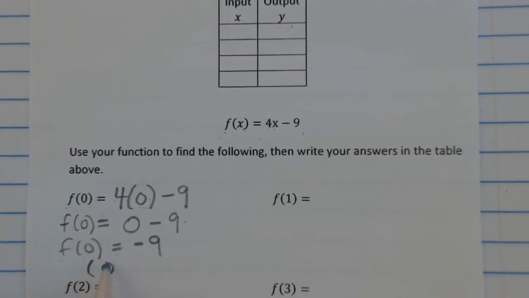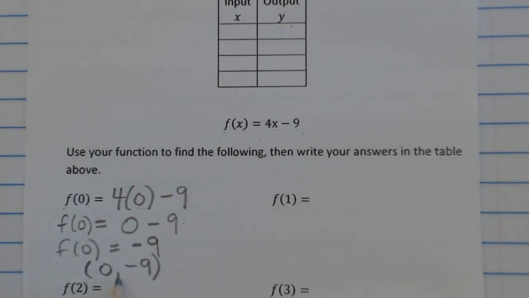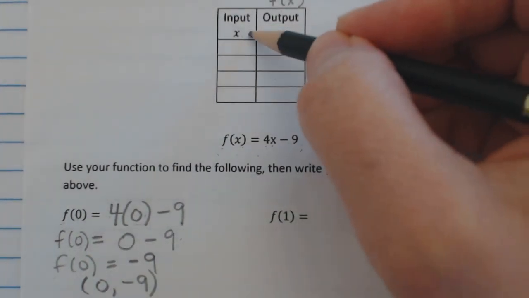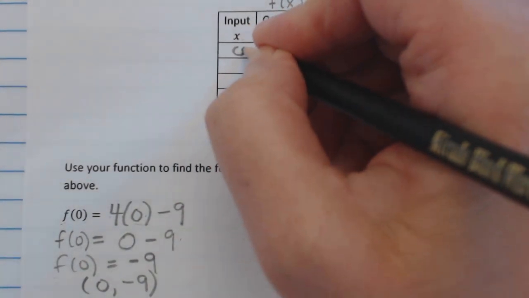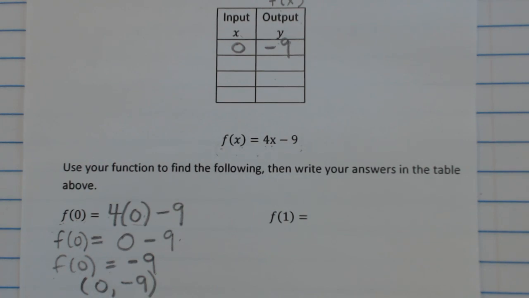We can also turn this into an ordered pair: parentheses 0, comma, negative 9, end parentheses. Here's yet another representation. Let's put it into our table. Our input was 0, and our output was negative 9. There we go.